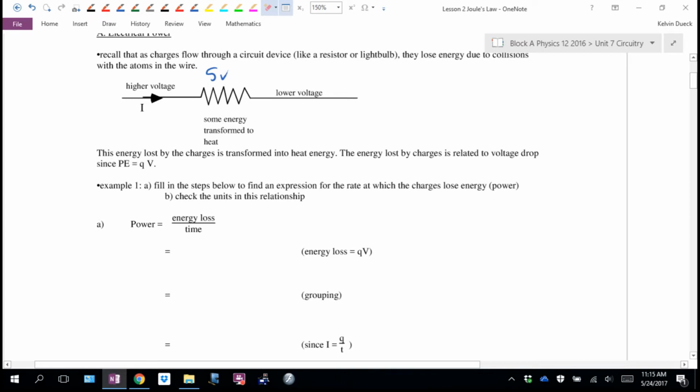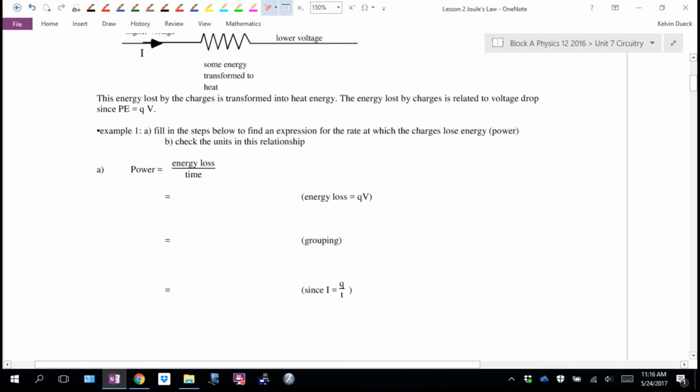So we can now find an expression for the rate at which charges lose energy. The rate at which energy is changed, that's what we call power. Power was how fast work was being done. Energy was the ability to do work. But we can't go work over time. We want to come up with a power equation that has voltage and current and resistance in it. But you all know power is measured in watts, and you know light bulbs and appliances all have a wattage on them. That's telling you how many joules of energy per second they're taking. So power is energy loss over time.